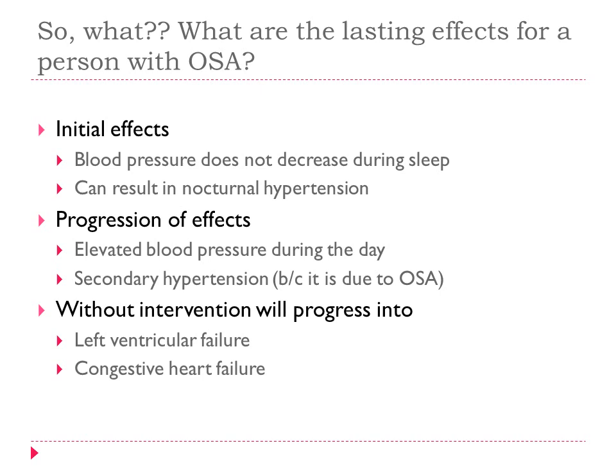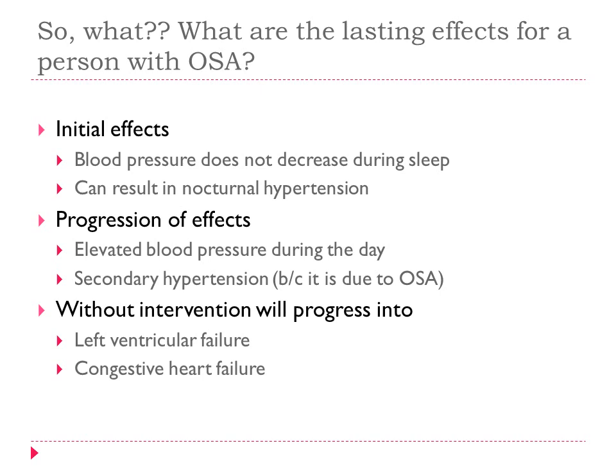Okay, so what? What are the lasting effects for a person with OSA, and why do we care? Well, let's start with the initial effects with OSA on sleep. Initially, when it begins, blood pressure is not going to decrease during sleep as it should. The reason for this is that sympathetic activation. If your sympathetic system's being activated, then the blood pressure can't drop during sleep. What ends up happening is they become hypertensive while they're sleeping. So the initial effect is nocturnal hypertension.